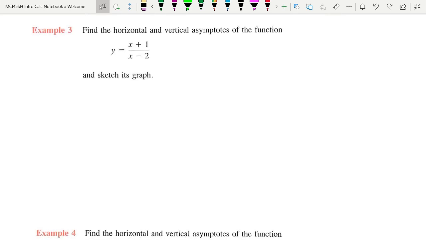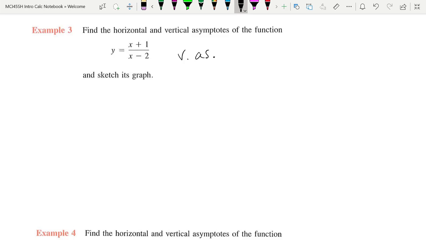Okay, so find the horizontal and vertical asymptotes of this function. This time we want to do them both. So let's find the vertical asymptotes first. How do I find the vertical asymptotes? I have to figure out, is there a number that we can approach here? So let's see, what are my horizontal and vertical asymptotes of that thing?